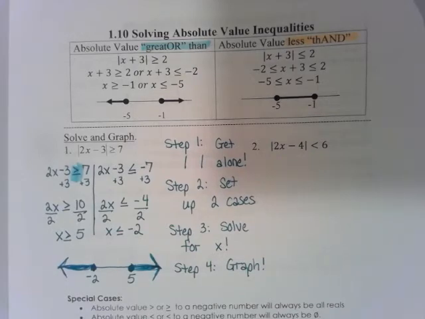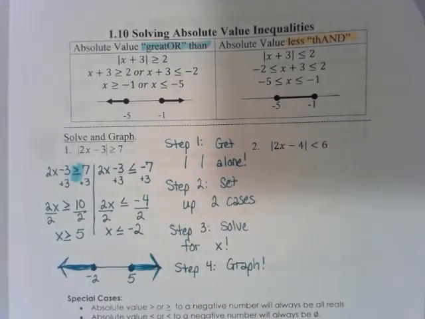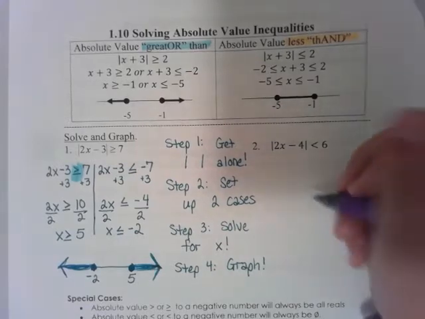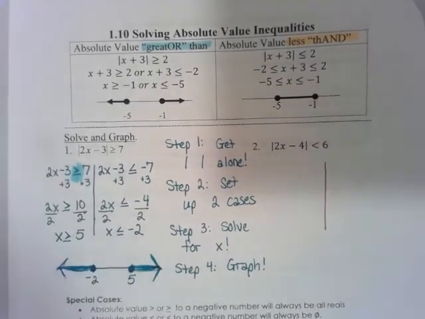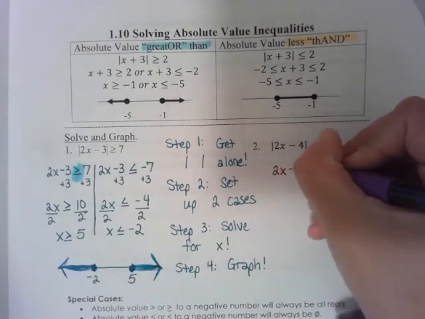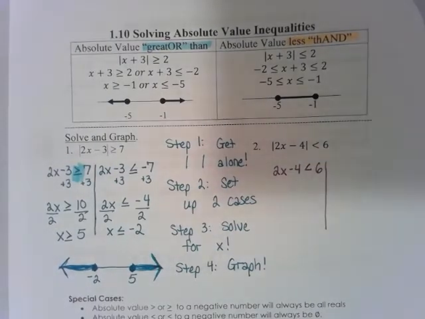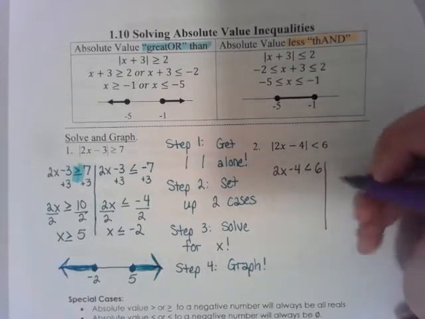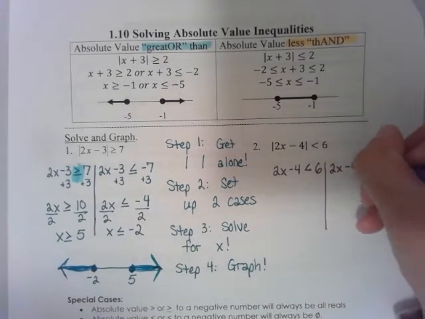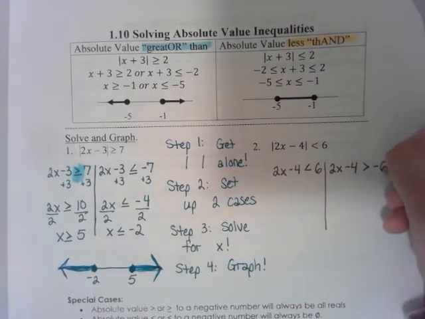We're going to work through number 2 as well. When I get to number 2, my step 1 is to get my absolute value marks alone. Looking at my problem, I have the absolute value marks on one side and everything else on the other. So that means I'm going to go ahead and set up my 2 cases. My first case looks exactly like my equation, I just drop the absolute value marks. My second case, the 2x minus 4 stays the same, but I have to flip my inequality sign and change it to a negative number.